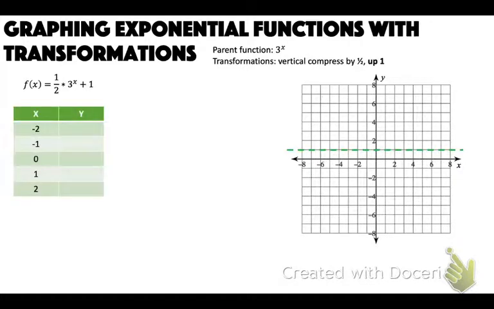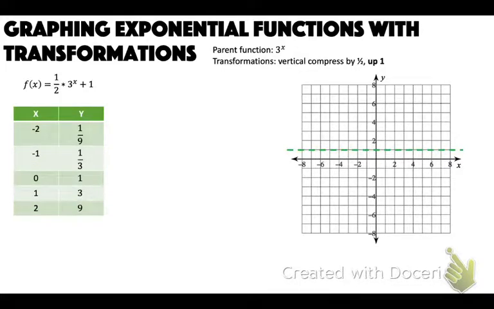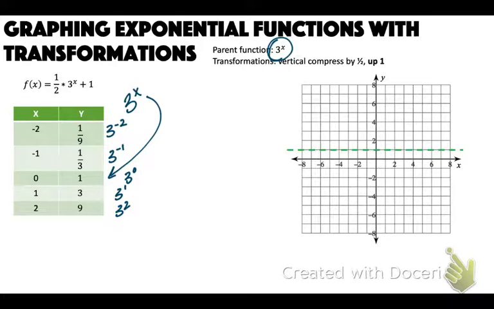So then I'm going to just do a chart again, so go -2 to 2. And when I plug in, and I'm just using the parent function here, so I'm still just using 3 to the x, so when you plug in 0, you get 1. So this would be like 3 to the 0, this is 3 to the first, 3 squared, 3 to the negative first, 3 to the negative second. Okay, I always make the table on these from the parent function.